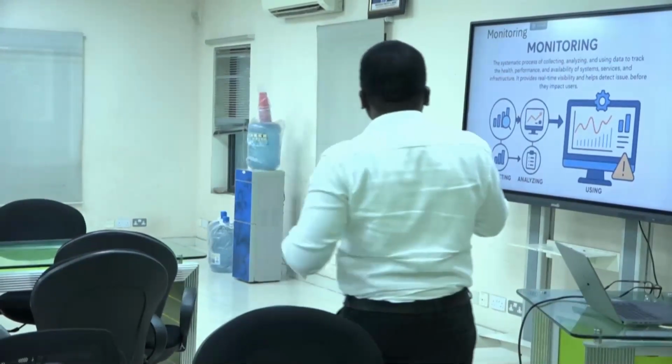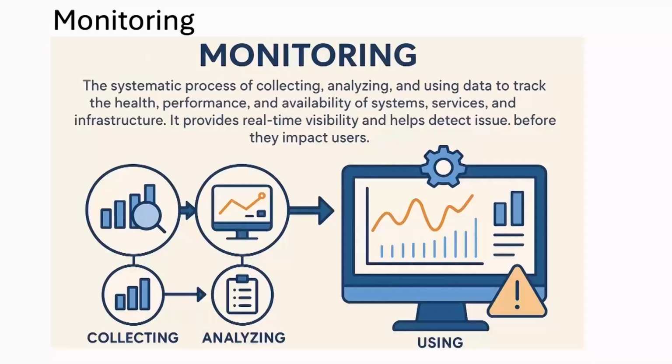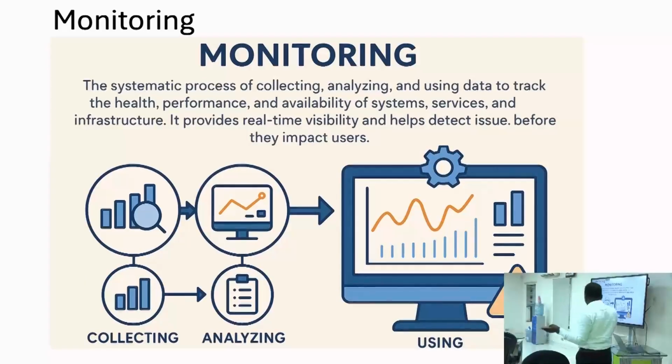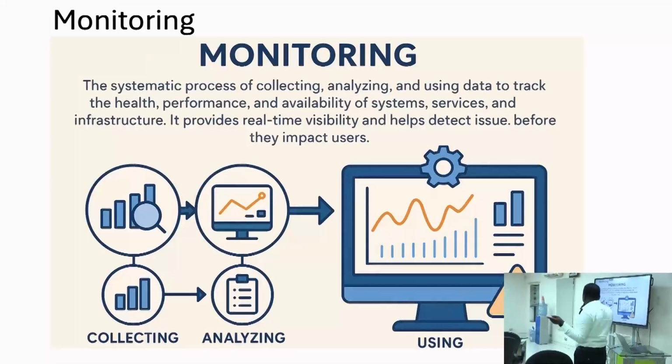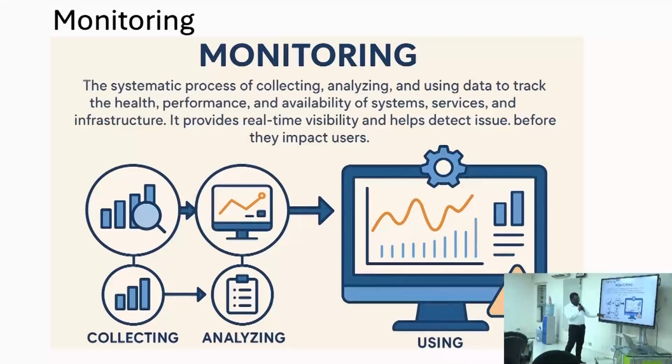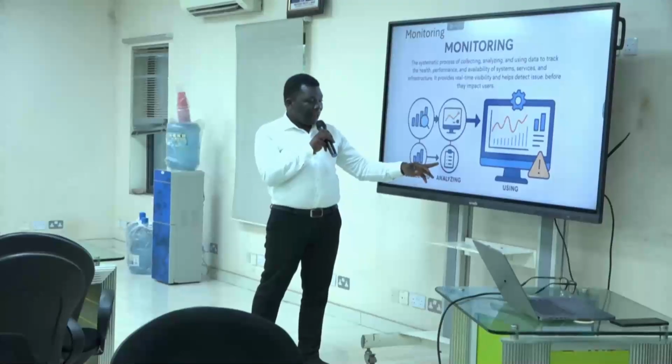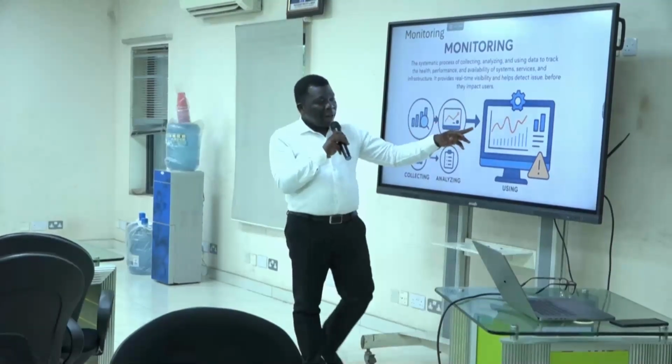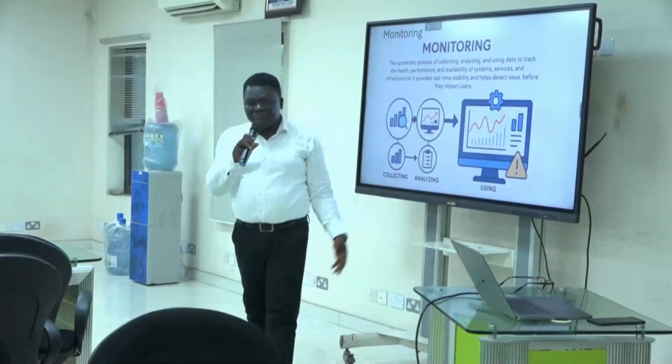Sorry. Yeah, so the systematic process of collecting — just note that word, because those are the things we're going to be implementing today — collecting, analyzing, and using data to track the health, the performance, and availability of systems, services, and infrastructure. It provides real-time visibility and helps detect issues before they impact users. Looking at our screen, we can see the collection of data, the analyzing of data, and then the interpretation of data, and then we have it on our board here to monitor what's actually happening.